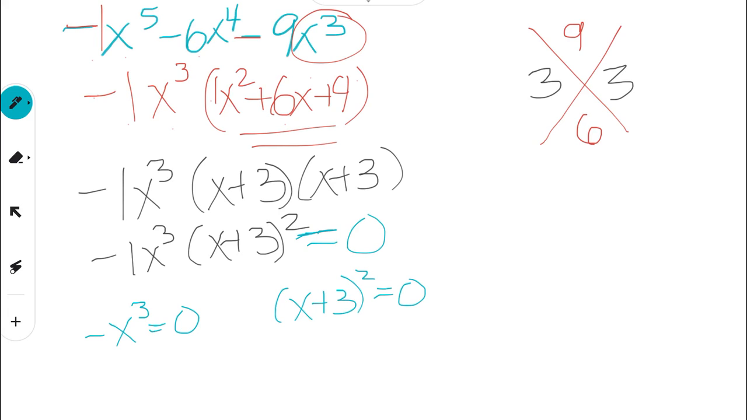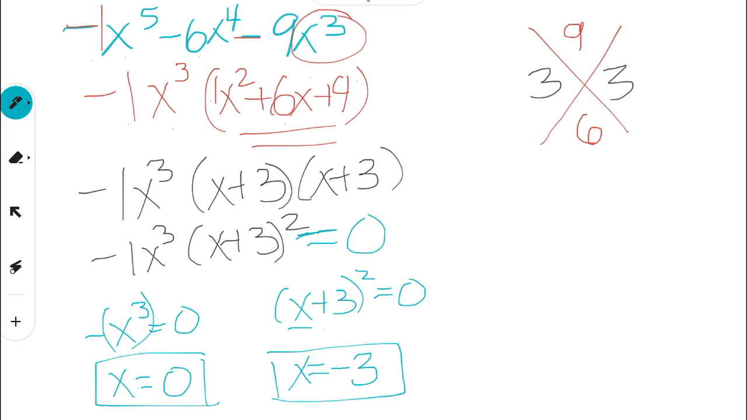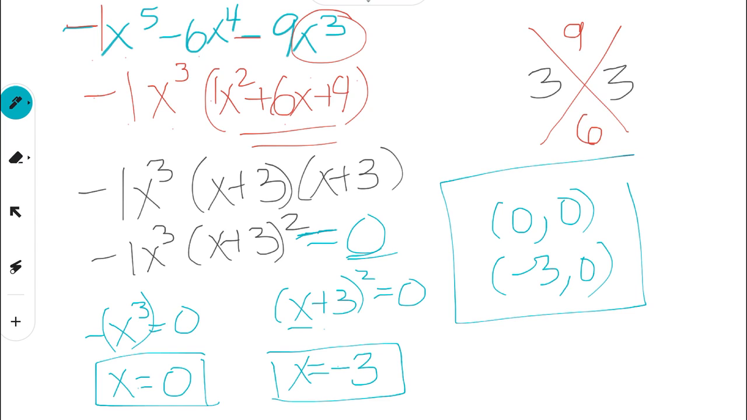So what number raised to the 3rd power will give you 0, and that's going to be 0. So in this case, x is still 0. Over here, what number plus 3 will give you 0? In this case, it's -3. So our 2 unique x-intercepts are x is equal to -3 and x is equal to 0, which means that our 2 x-intercepts are 0, 0, because y is equal to 0, and -3, 0. So in this problem, we only have 2 unique x-intercepts.